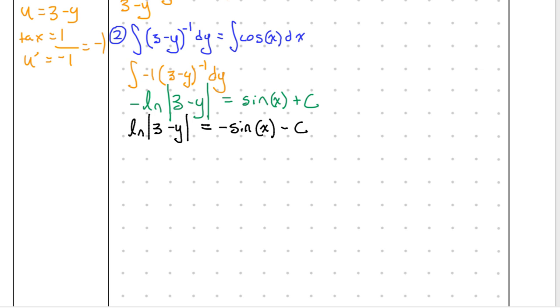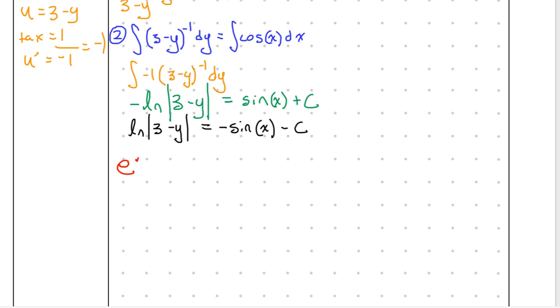How do I get rid of natural log? This is something that I didn't really cover. It is e, yeah. Do you remember? The technical word is exponentiate, which is a fancy way of saying do e to the power of this and e to the power of this. So the way that you do that, I'm just going to write it down here.